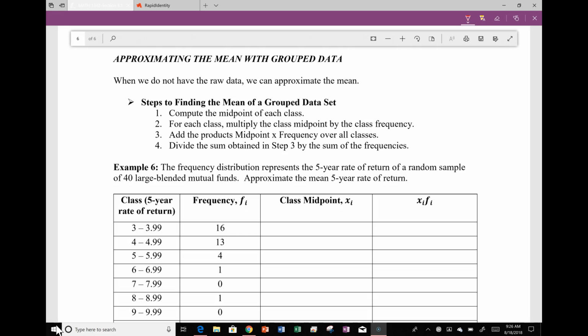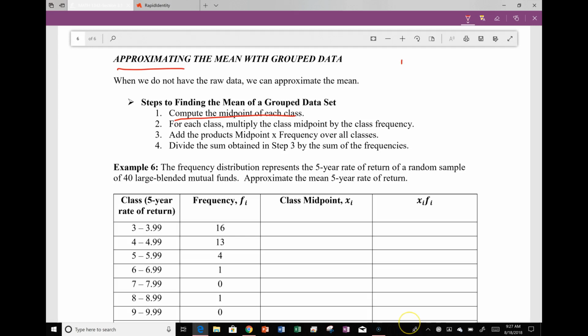raw data. We do not know in this particular class if all 16 of these values are 3 or if 5 of them are 3.01, 3.02. We do not know exactly what the raw data is. So all we can do is approximate the mean in this particular case. When we're approximating the mean, we already have the classes and we have the frequencies. We're going to compute the class midpoint.